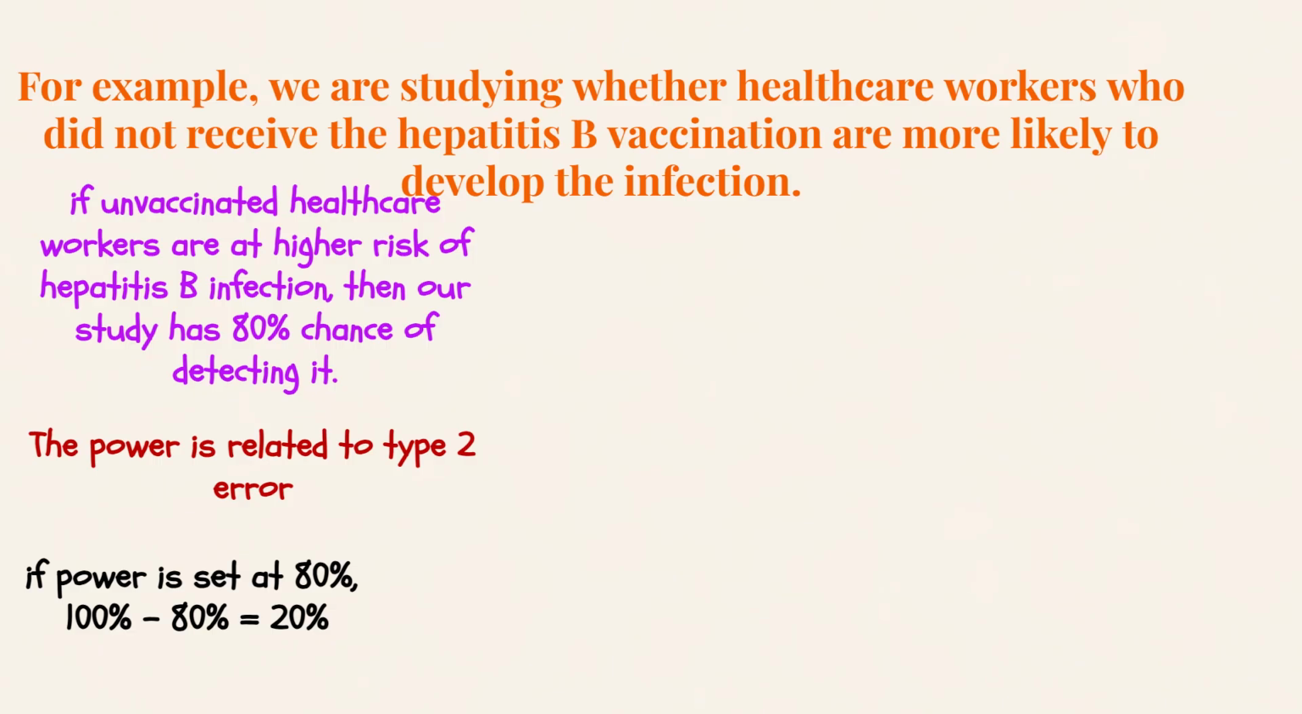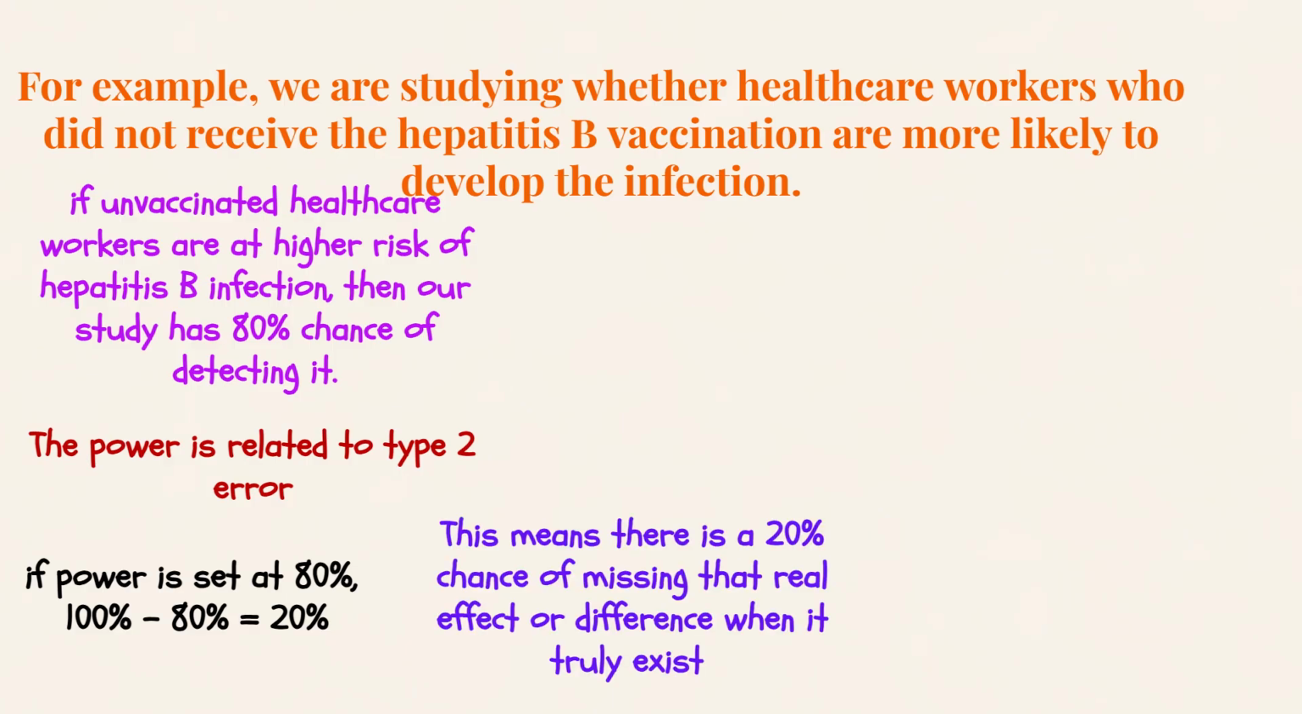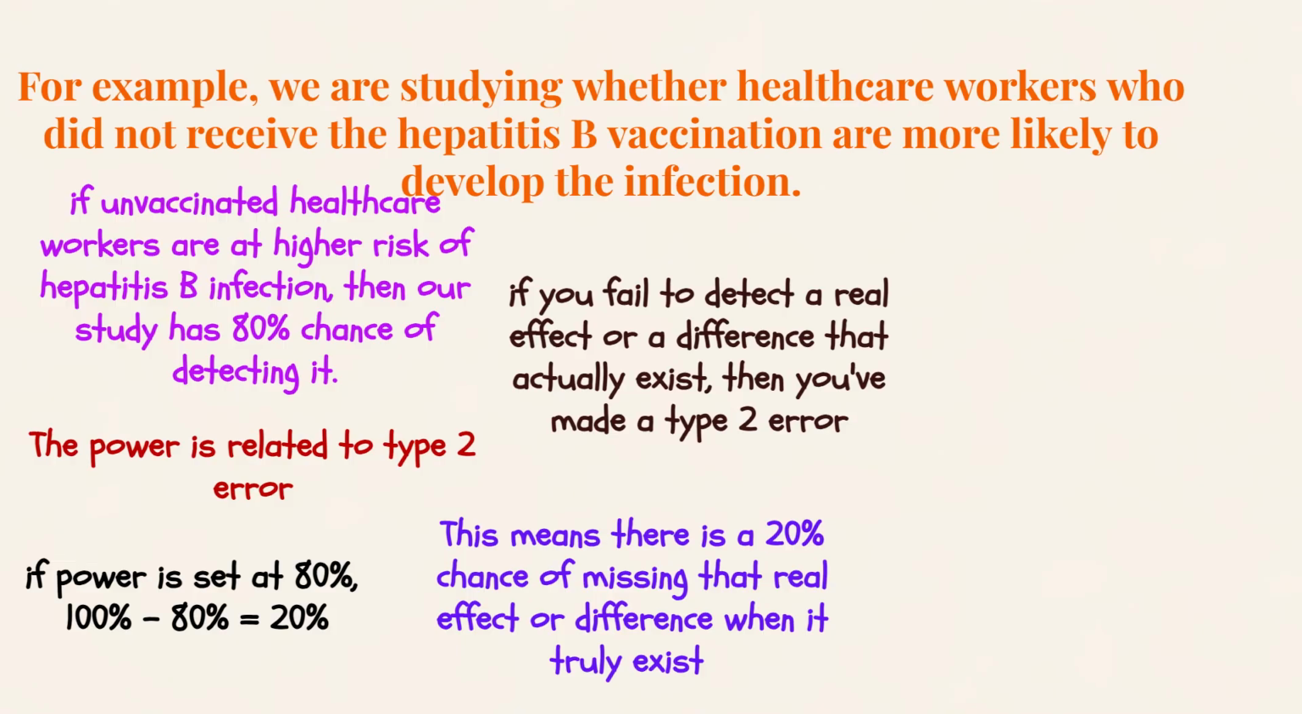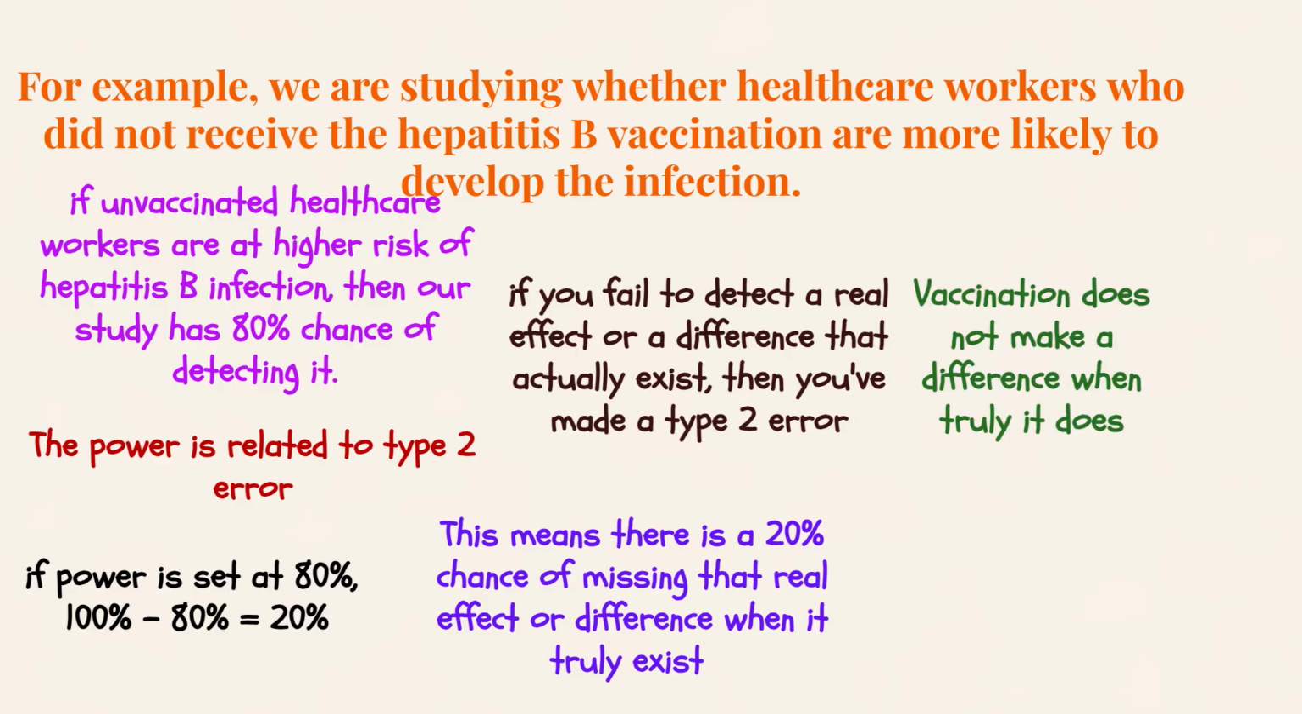If you remove 80 from 100, it's going to remain 20%. Now we are saying that there is a 20% chance of us failing to detect a real effect when it truly exists. Now, if you fail to detect a real effect, you've made a type 2 error. Now, applying it to our hepatitis B example, we are saying that vaccination does not make a difference. Whether you are vaccinated or not, it doesn't make a difference when truly there is a difference.